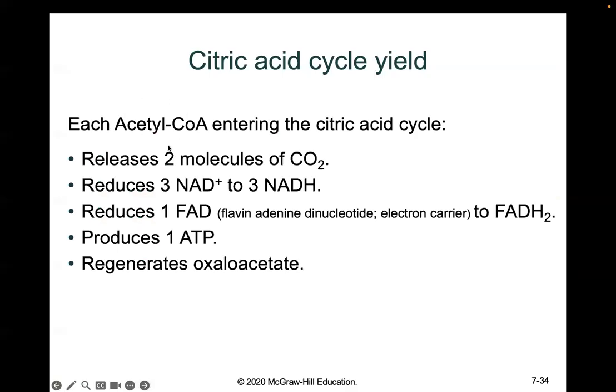So every acetyl-CoA that enters the citric acid cycle, you get the release of 2 molecules of CO2. So that you reduce 3 NAD plus to 3 NADHs, 1 FAD to FADH2, and you create 1 ATP. And you regenerate oxaloacetate again. This is from each acetyl-CoA. If I tell you from acetyl-CoA, you tell me this. If I tell you from glucose, you double this because you have 2 acetyl-CoAs. Please do not confuse this. This is extremely important.